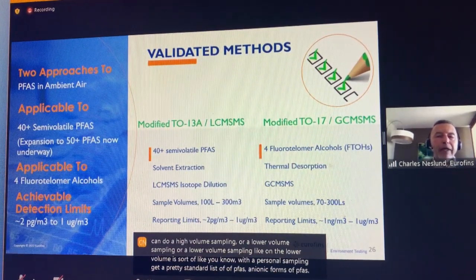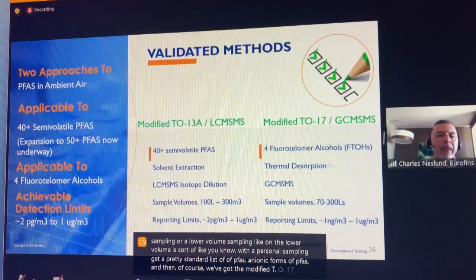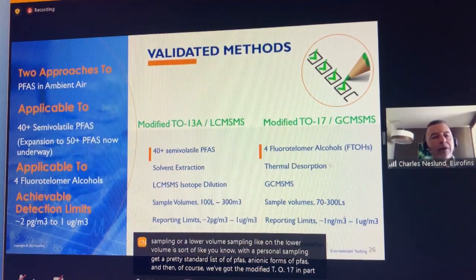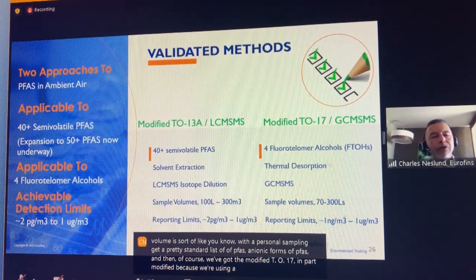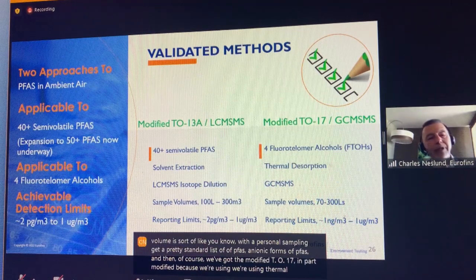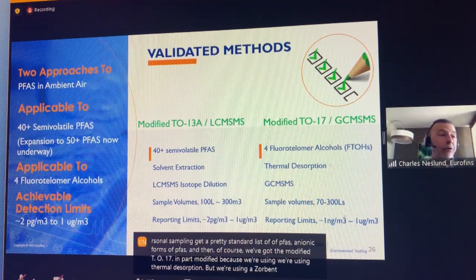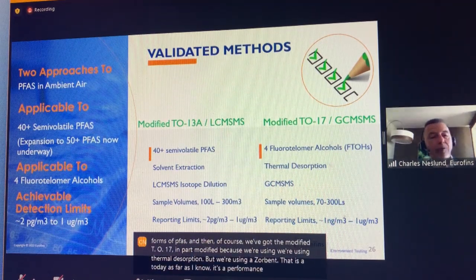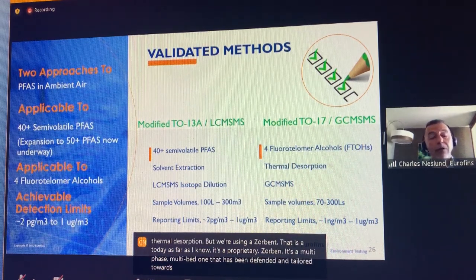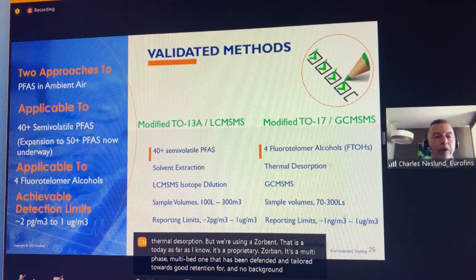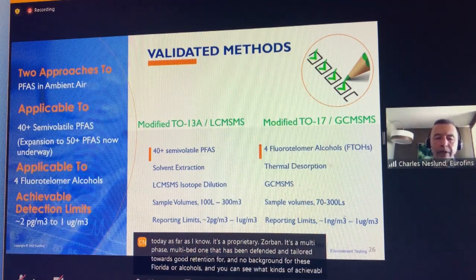And then, of course, we've got the modified TO-17, in part modified because we're using thermal desorption, but we're using a sorbent that is to date, as far as I know, a proprietary sorbent. It's a multi-phase, multi-bed one that has been developed and tailored towards good retention and no background for these fluorotelomer alcohols. And you can see what kinds of achievable limits we've got there.